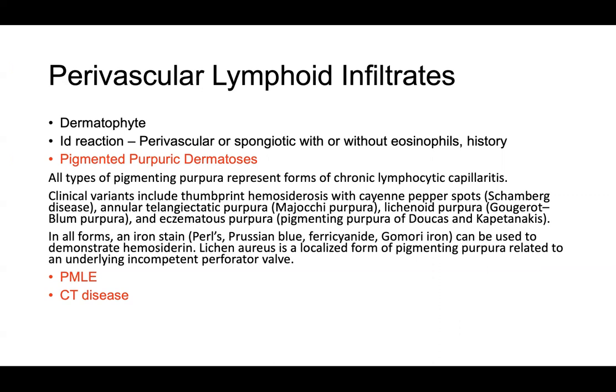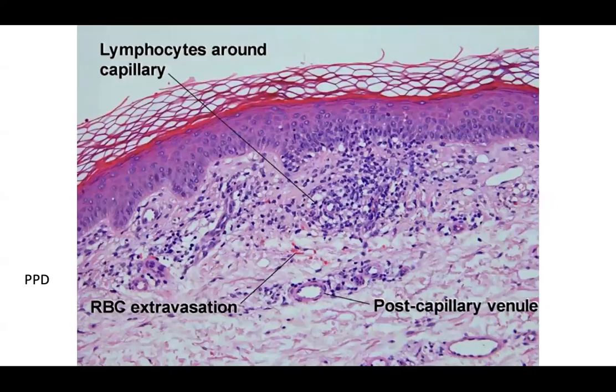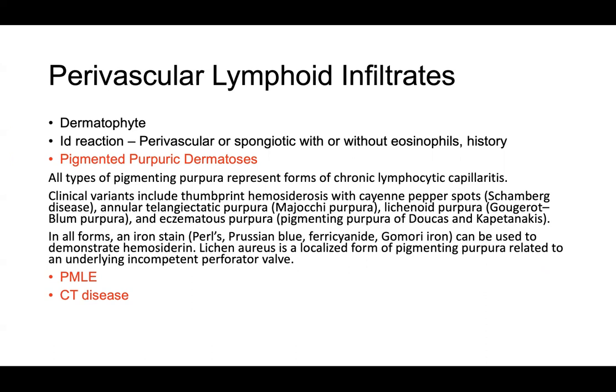So on pigmented purpuric dermatoses, all types of pigmented purpura represent forms of chronic lymphocytic capillaritis. There are different variations. They include this thumbprint hemosiderosis with cayenne pepper spots. That's your Schamberg's disease. You can have annular telangiectatic purpura, known as Majocchi's purpura. You can have lichenoid purpura of Gougerot and Blum, and eczematous purpura of Doucas and Kapetanakis. You can also have lichen aureus.